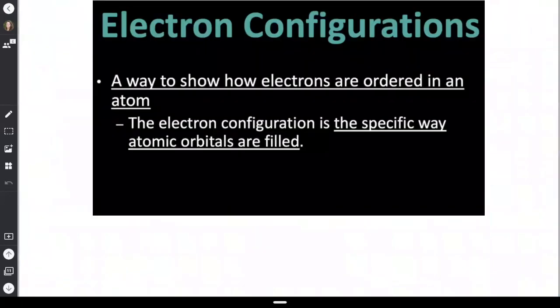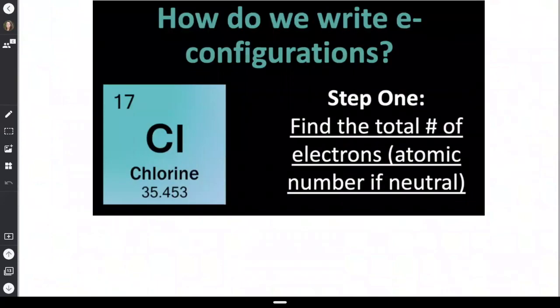So going back, let's actually take a look at the steps to writing electron configurations. Step 1, we are going to find the total number of electrons. Remember, this is equal to the atomic number if neutral. Neutral means that my atom doesn't have a charge. I have just as much positive as I have negative, and they cancel each other out, and my atom's neutral.